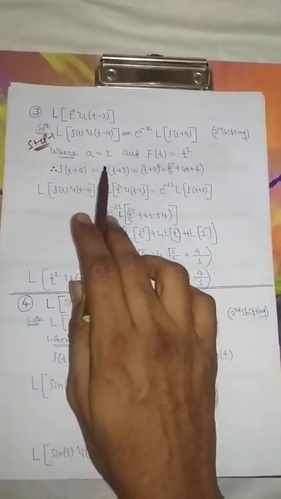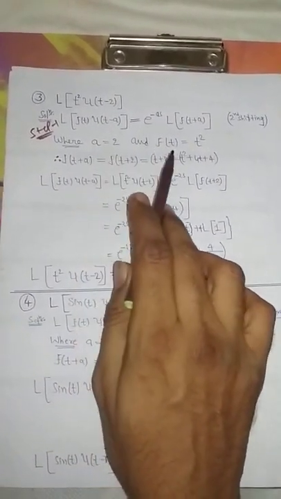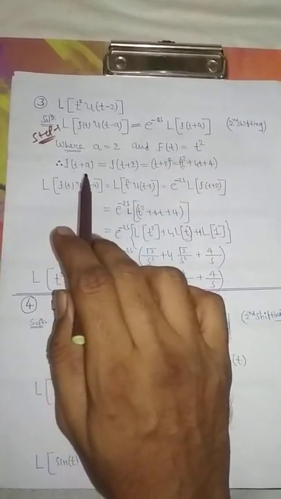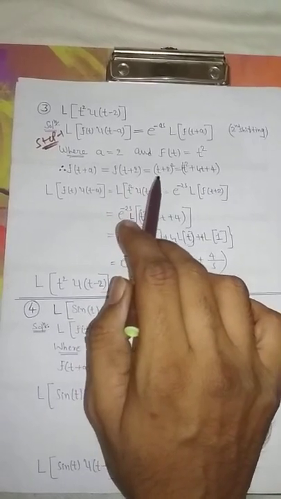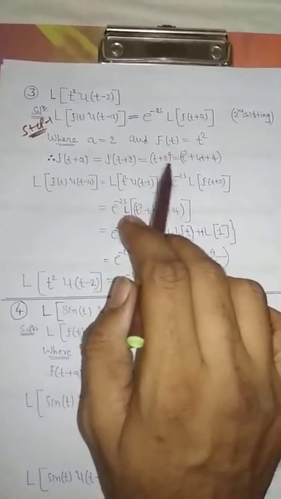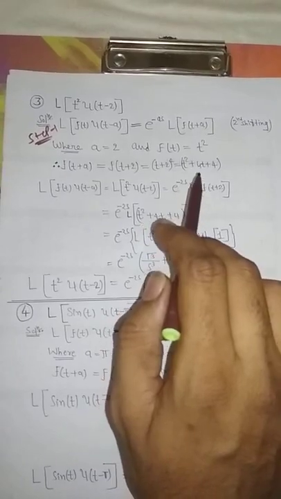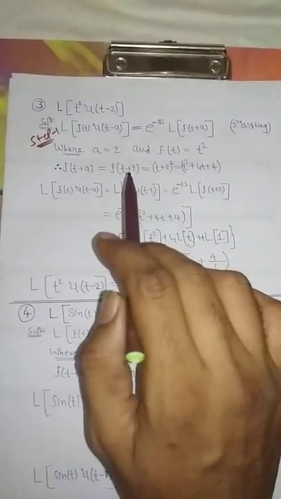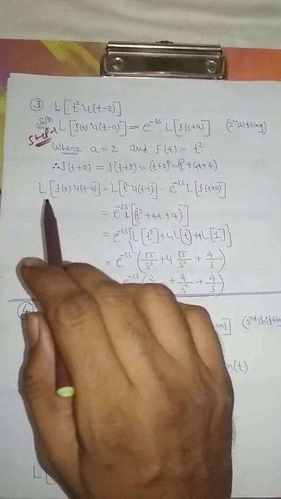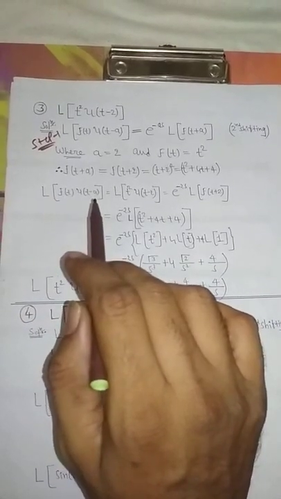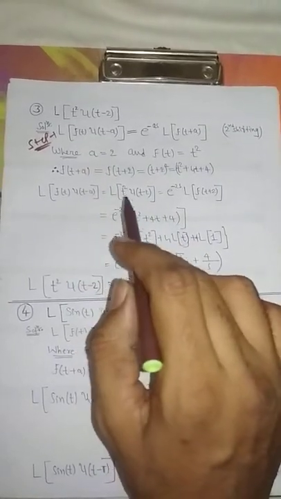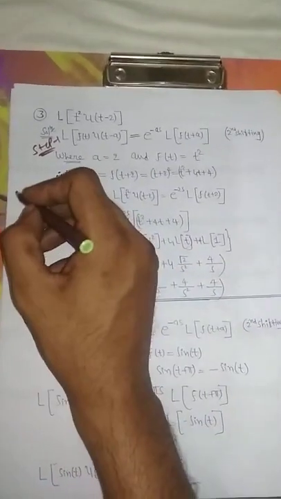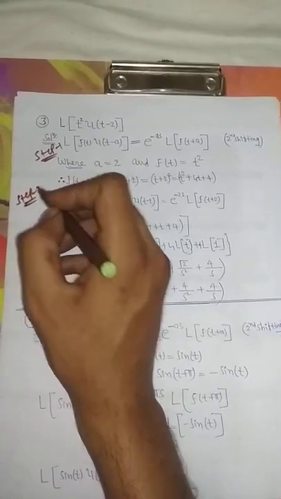Now, where a equal to 2 and f of t equal to t square, then f of t plus a will be f of t plus 2 equal to t plus 2 the whole square, and its expansion is t square plus 4t plus 4. Now Laplace of f of t minus a, we are putting a equal to 2 in this equation. Then Laplace of t square, second step. Step number 2, put the value of a and solve it.